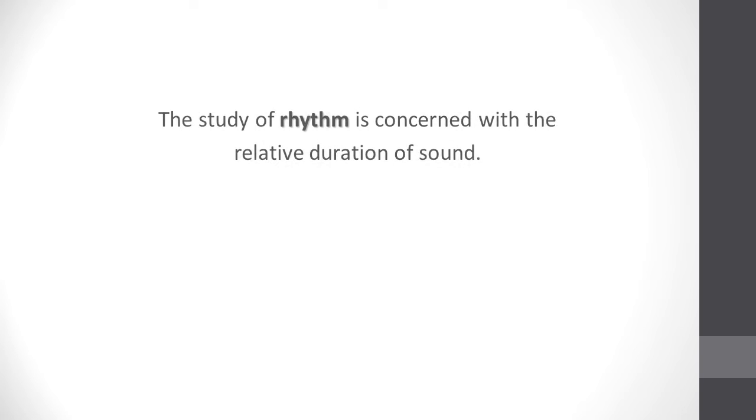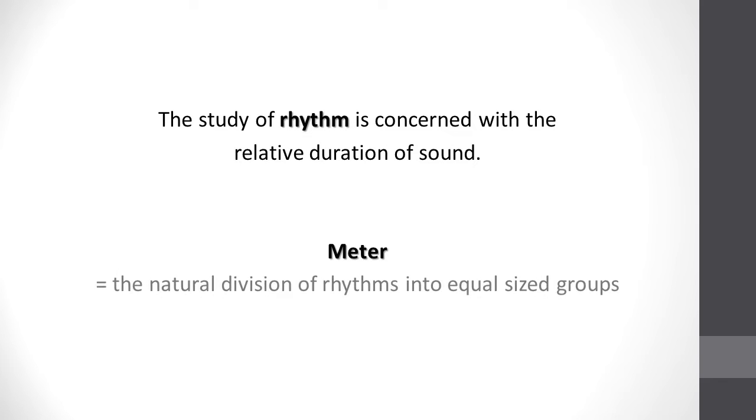In the previous lessons, we learned that the study of rhythm is concerned with the relative duration of sound. In this lesson, we will begin our study of meter. Rhythm is connected with meter, but they are not the same thing. Meter is the natural division of rhythms into equal-sized groups. Let's explain what is meant by this.